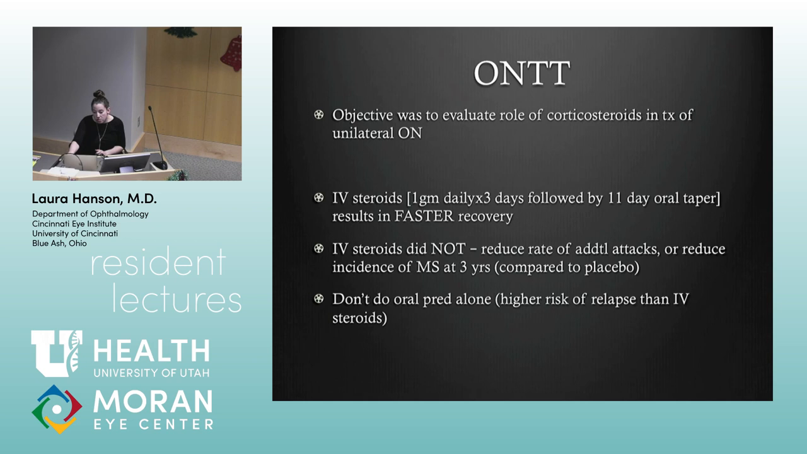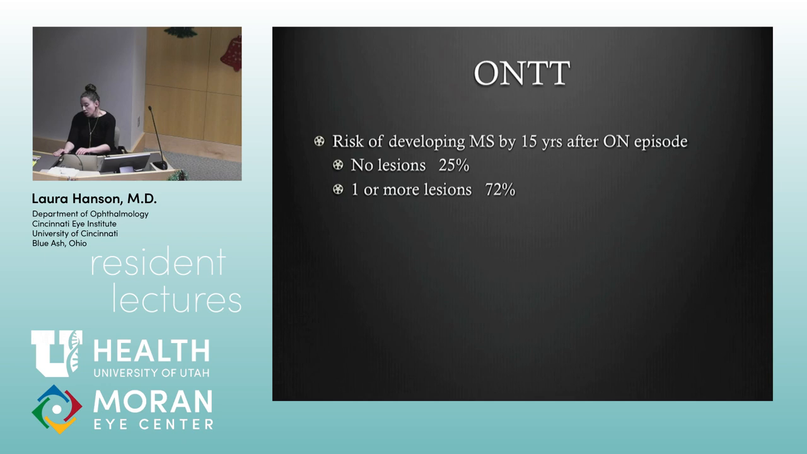And then the optic neuritis treatment trial also kind of showed or proved why you have to do an MRI in everybody, and it's to risk stratify them for the development of MS. So by 15 years after the optic neuritis episode, if they had no periventricular white matter lesions, 25% went on to develop MS. If they had one or more lesions, about 75% went on to develop MS. So they're definitely going to ask you a question about this.